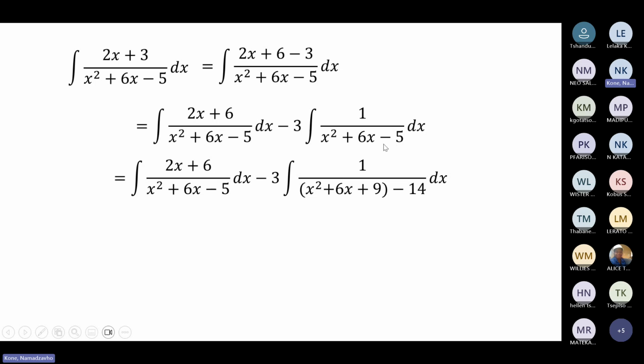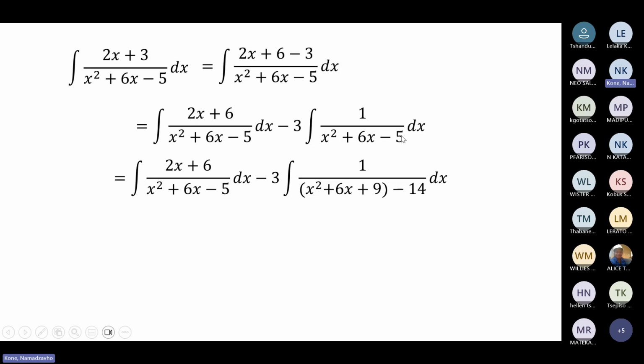Now, completing the square here entails taking the coefficient of x, which is 6. Half of it is 3. 3 squared is 9, which is this 9 you see here. So these two are accounted for here. And the 9 that we have inside here is found by taking half the coefficient of x and squaring that, which gives us the 9.